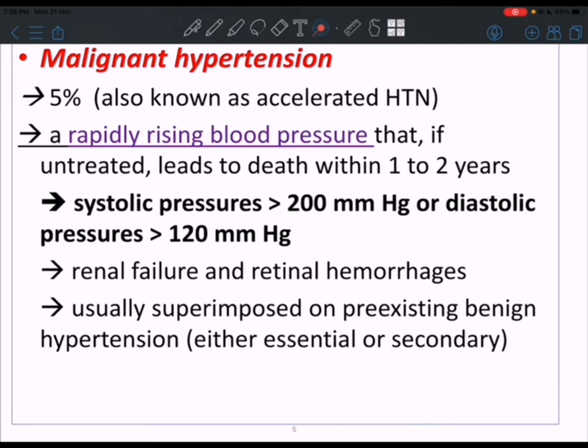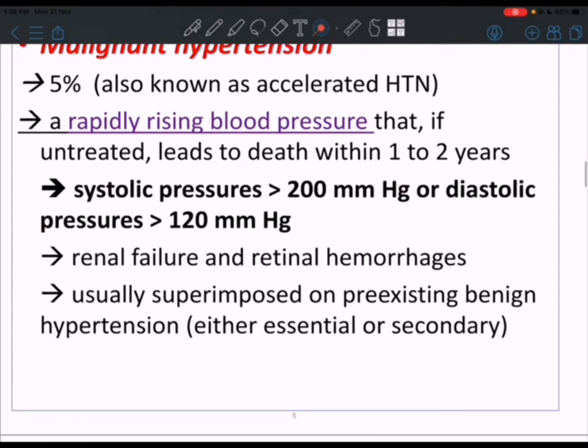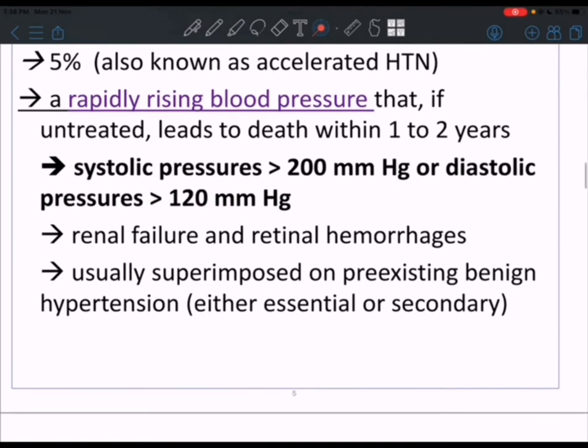Now, to diagnose malignant hypertension, we need systolic pressure readings higher than 200 or diastolic pressure readings more than 120 millimeters of mercury. So notice how very high the readings are. Does this mean the effect of this hypertension on the blood vessels will be worse or better? Definitely worse. Will its effect be faster or slower? Faster. That's why it's called malignant, and that's why it has a worse prognosis than benign hypertension.